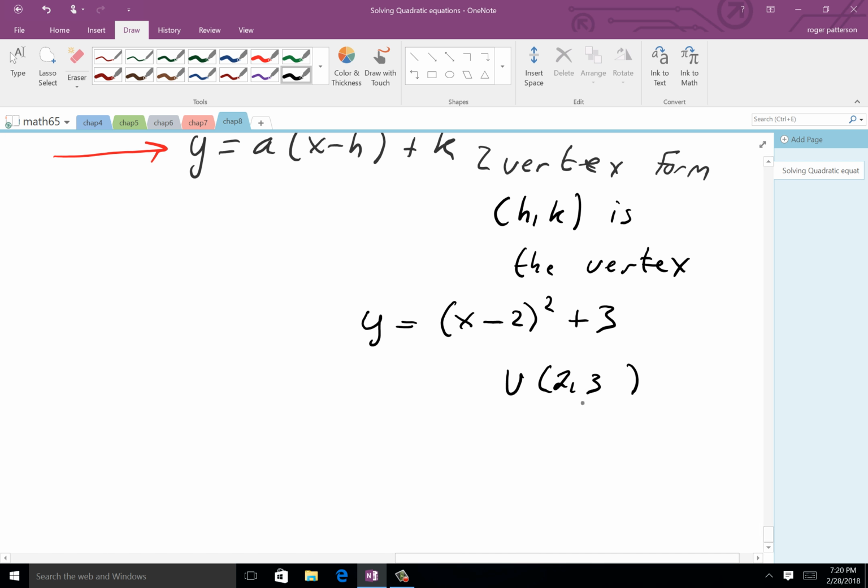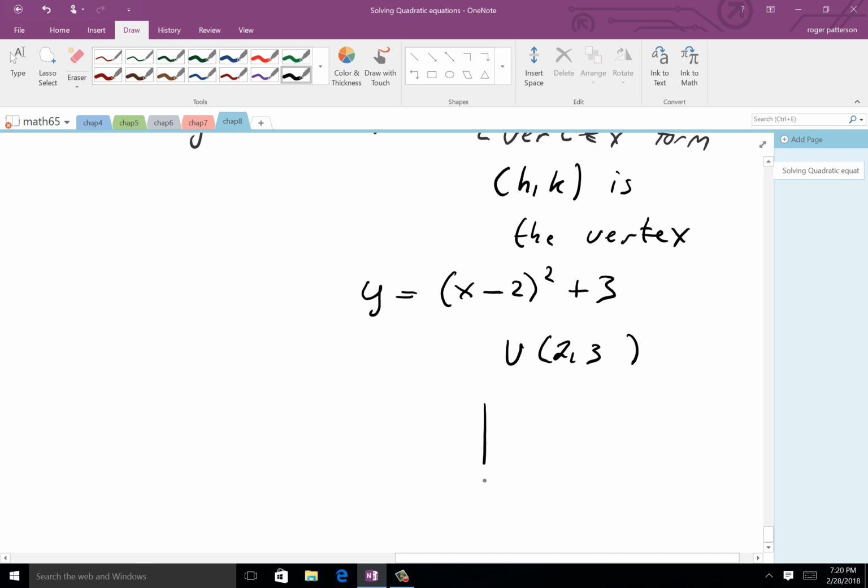If I know where the vertex is, I can make a little graph. 1, 2, 3, 1, 2, 3, 2, 3. There's my vertex. I don't have an A in front here. It's just 1. So then I know it's opening upward because it's positive. And, oops, I missed a vertex altogether. Let me try it again. There it is.